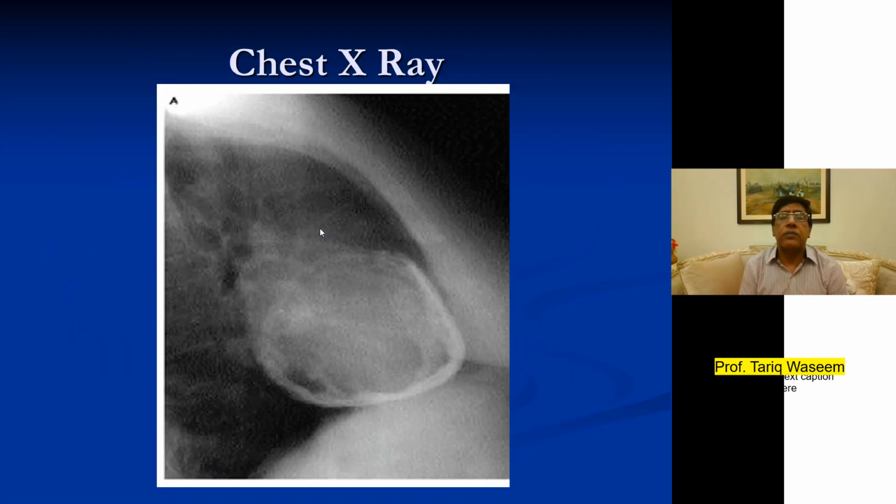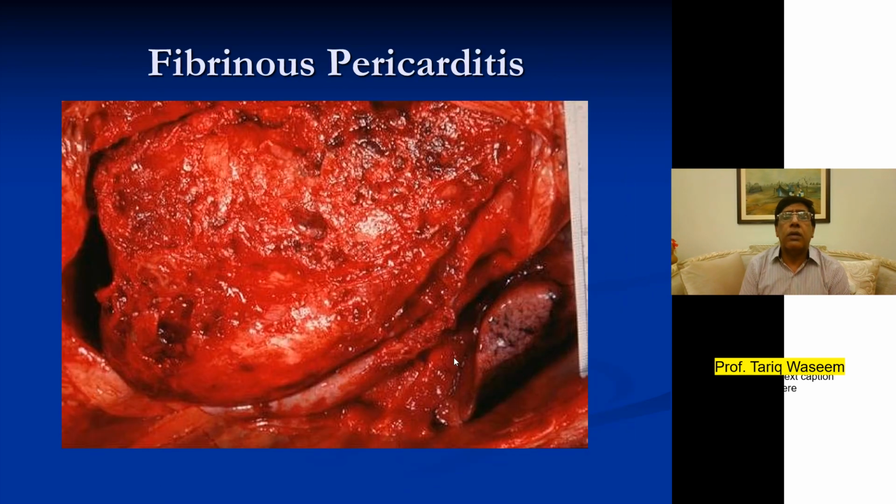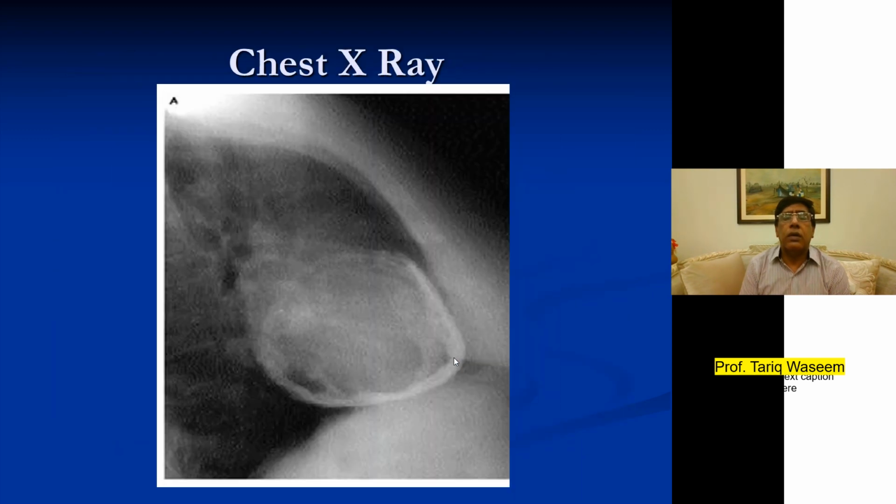This is a chest X-ray showing what has happened, that there is a very fine rim of calcified pericardium all around the heart. Now look at this. This thickened calcific pericardium would not let the heart dilate. Right, so this is a lateral view of the chest X-ray showing this.